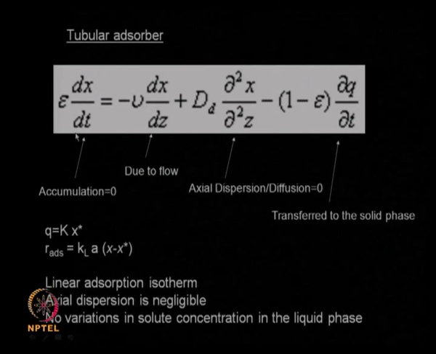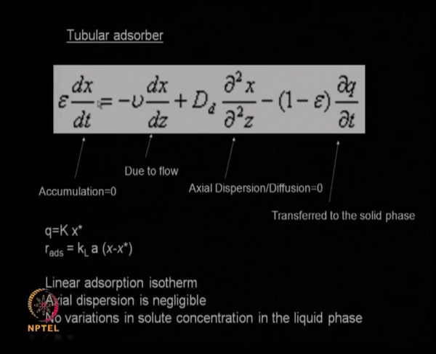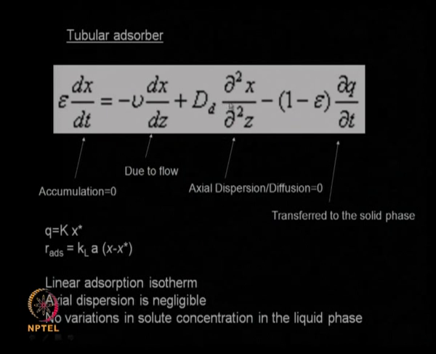Suppose we assume accumulation is 0, that means the accumulation of the solute in the liquid phase is 0 because the amount of liquid present in the voids itself is 0, amount of solute present in the voids is 0, then we can neglect this portion. If we assume that the diffusion or the dispersion is very little, we can neglect this term, right. So we can easily neglect these two terms. If we assume a linear adsorption isotherm, then Q equals K x star, and rate of adsorption is equal to KL, where KL is the mass transfer coefficient, A is the interfacial area, multiplied by x minus x star. So instead of x star, we can substitute Q by K.